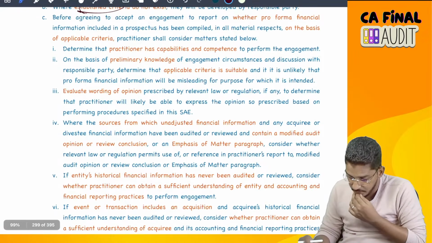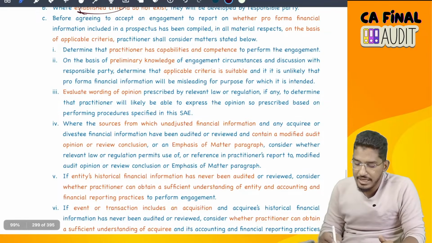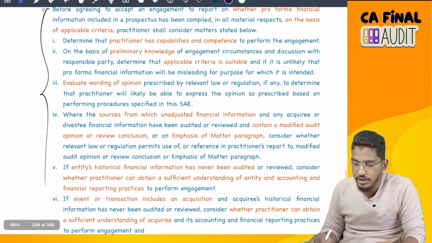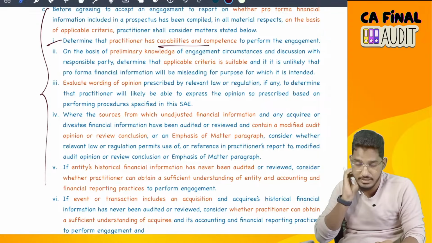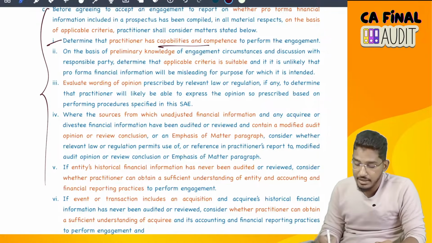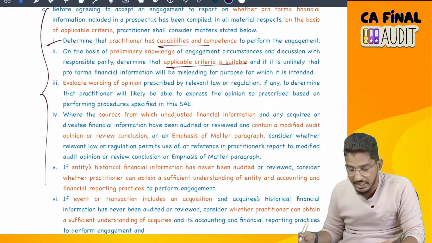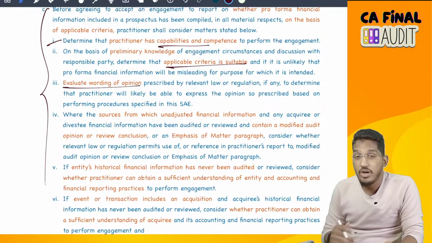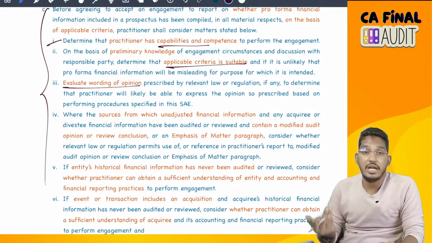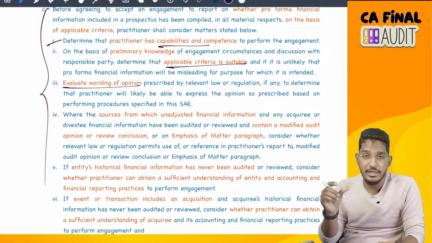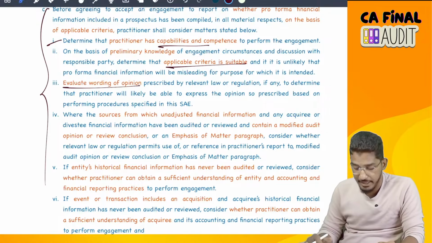Next. Here also, like in audit, before accepting the engagement, whatever you consider, the same they will say here. You will consider whether the practitioner is competent and capable or not. Then on the basis of your preliminary understanding, you need to determine whether the applicable criteria is suitable or not. Determine what kind of wording management is expecting from you, whether you can give that kind of wording, and whether you can use that wording depending on the evidence or not. You need to determine it.